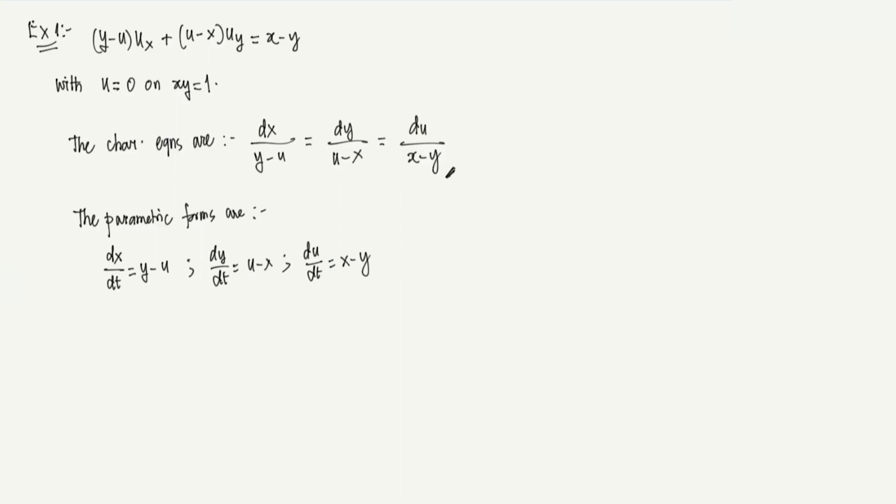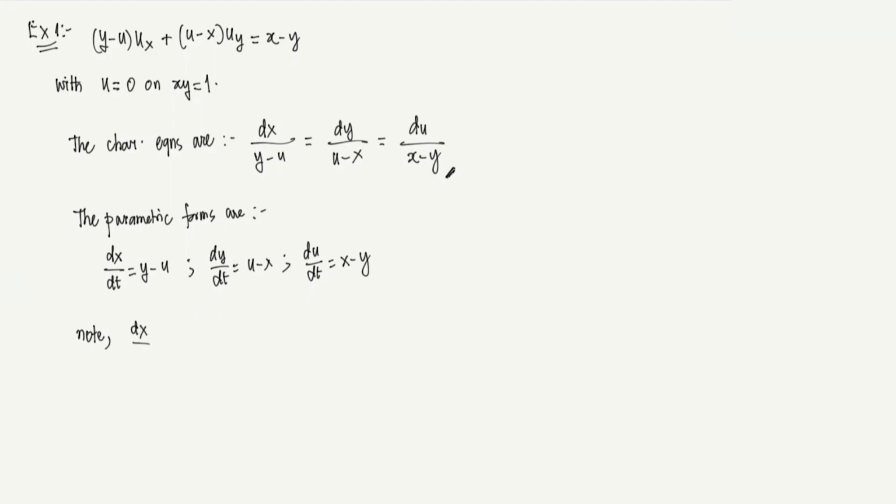Okay, this is fine. Now note that this is basically x dot, this is y dot, and this is u dot. This is just a notation, and in this whole theory we can interchange these sorts of notations.